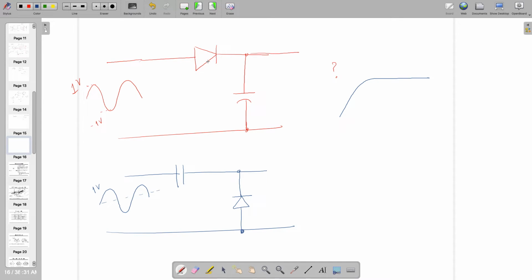By the way, the name of this circuit is peak detector. And the name of this circuit is clamper circuit. Okay. Yeah. So what do you think? What should be the output?